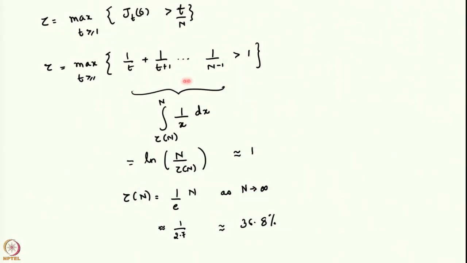So what we saw was that this expression here can be approximated by this integral from tau of n till n of 1 by x dx. That in turn is equal to log of n by tau of n, and we ask that this logarithm should be approximately equal to 1. That gives us that tau of n should be 1 by e times n, and that number is approximately 36.8%. So 1 by 2.718 is roughly 36.8. So what this tells us is that the optimal thing for a decision maker to do in this kind of stochastic control problem is to observe the first 36.8% candidates.